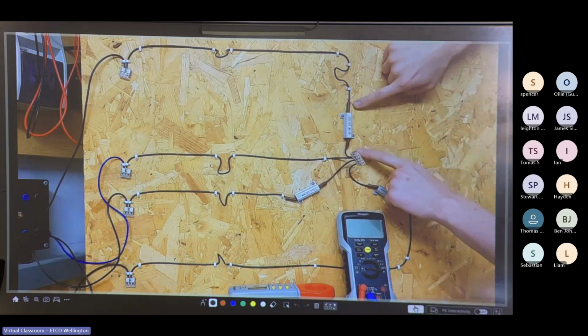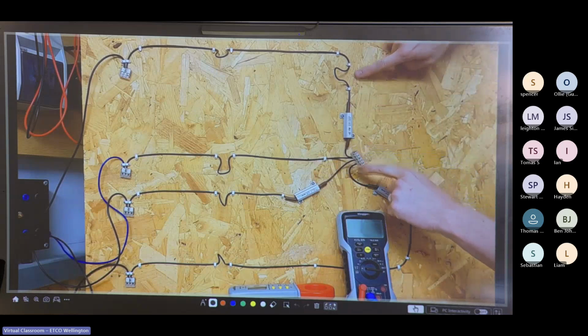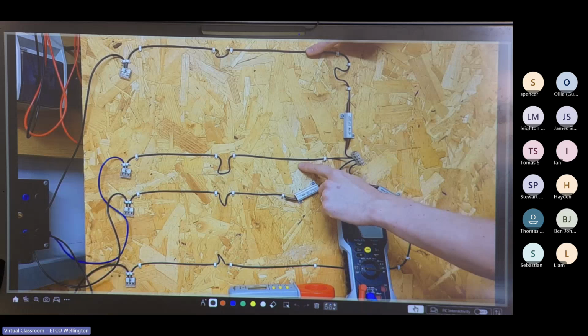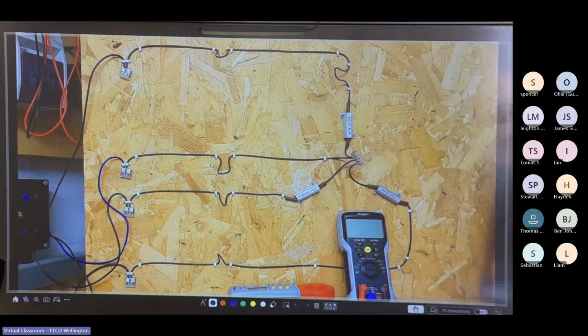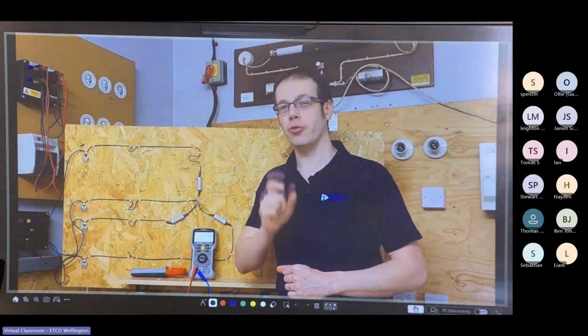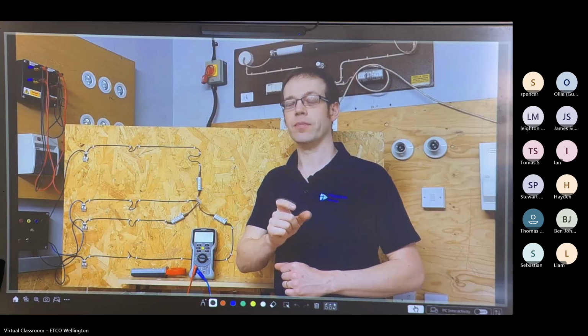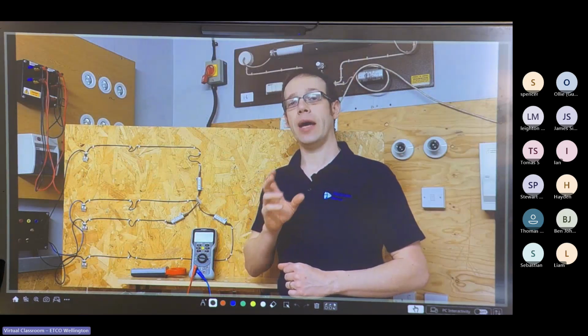You can see that measuring between here and here will give us exactly the same value as measuring between here and here. So we'll think of phase voltage as being the voltage across the load. Now let's have a think about our line and phase current.